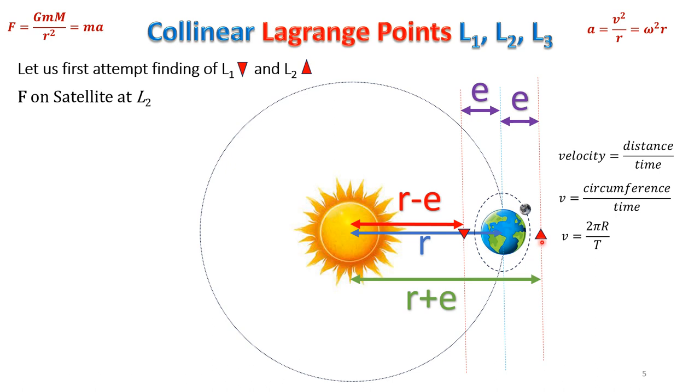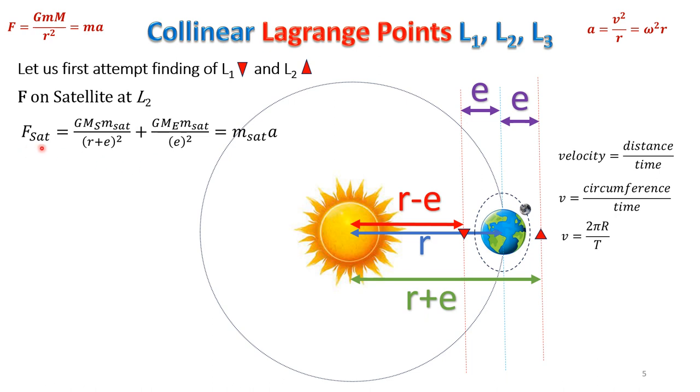Now, we shall estimate the force of attraction on an object, say a satellite, situated at point L2. This force depends on two terms: the gravitational force of attraction because of the Sun and that because of the Earth. So here we have two terms to estimate the total resultant force of attraction.